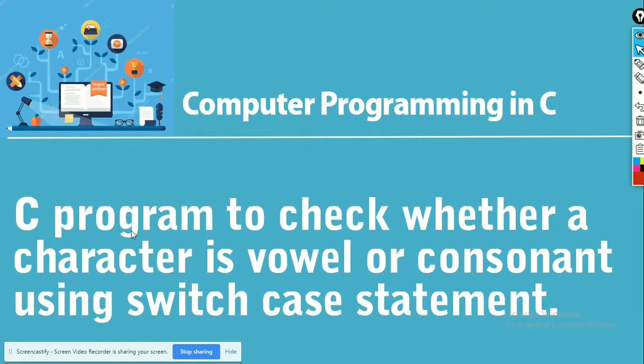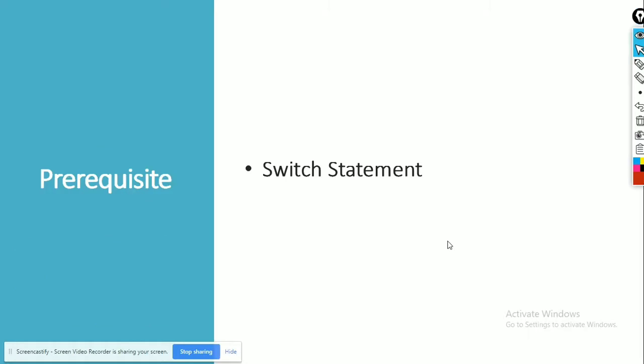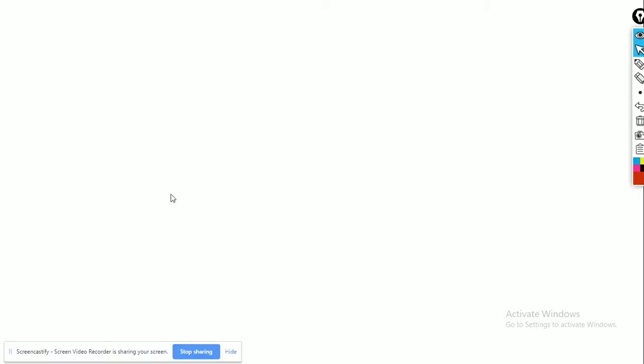For that, we are going to take help of this example. We'll be entering a character and we'll check whether the entered character is a vowel or a consonant. For that, we are going to make use of the switch case statement. The prerequisites for this practical are the switch case statement and variables.